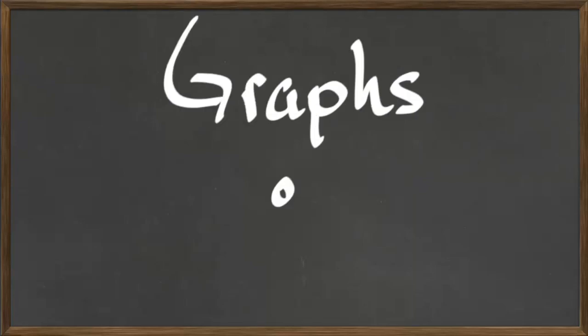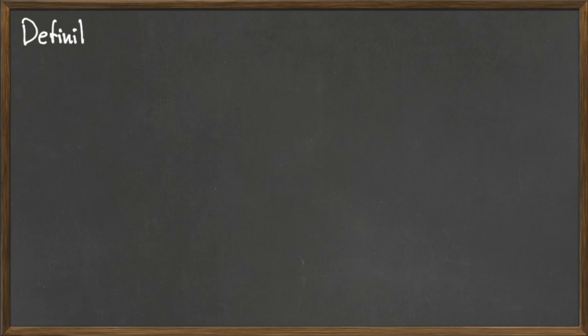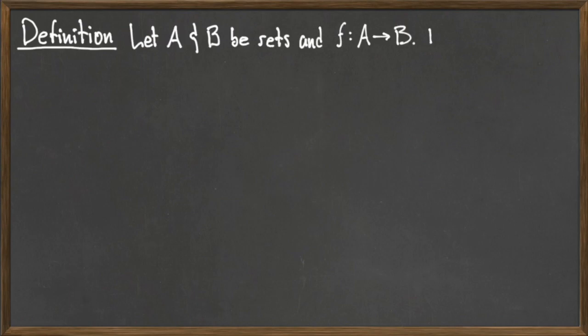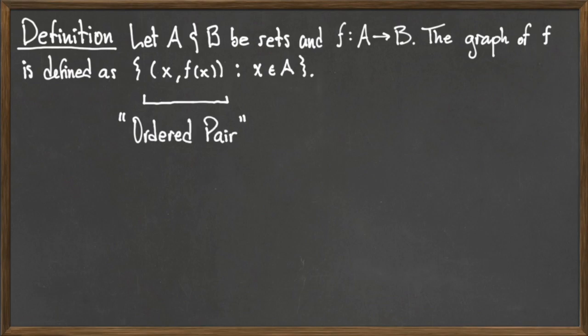In this video, we will talk about graphs of functions. To begin, let A and B be sets and let f be a function whose domain is A and whose codomain is B. The graph of f(x) is defined as the following set: the set of all ordered pairs (x, f(x)), where x is an element of our domain A.